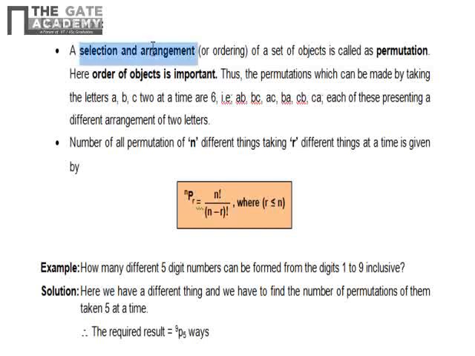So I have written this: selection and arrangement. Suppose you want to arrange these three letters by taking two letters at a time. So it will be AB, also BA, BC, CB, AC, CA. Each of these represents a different arrangement of two letters. If it were combination, then there would be only three arrangements, because in combination the order of the objects is not important.